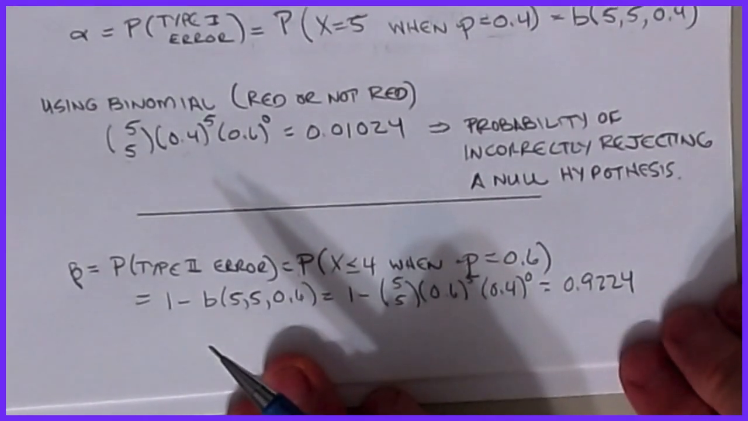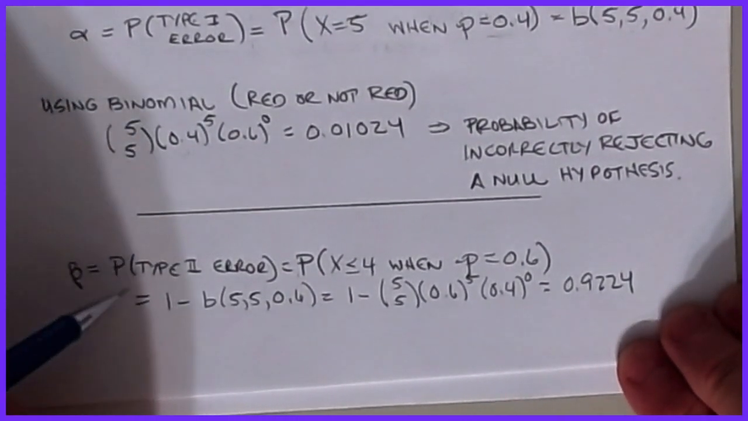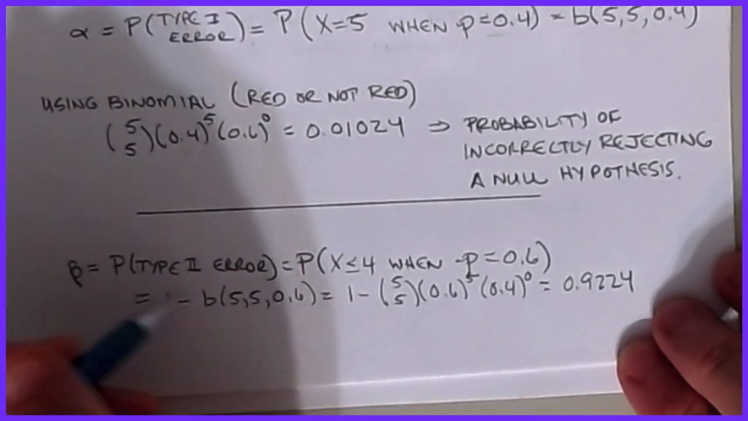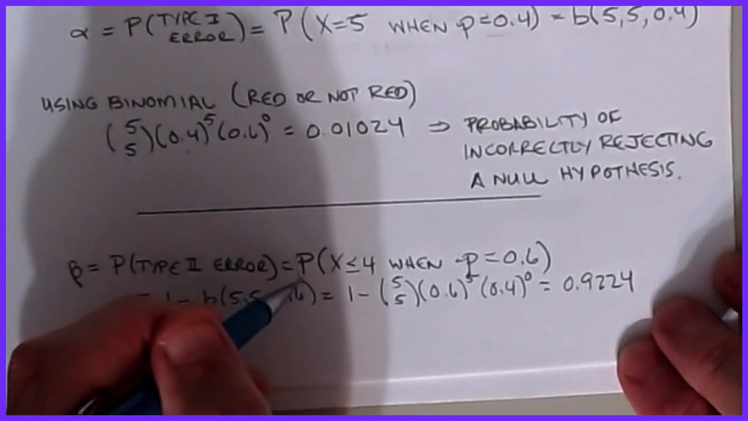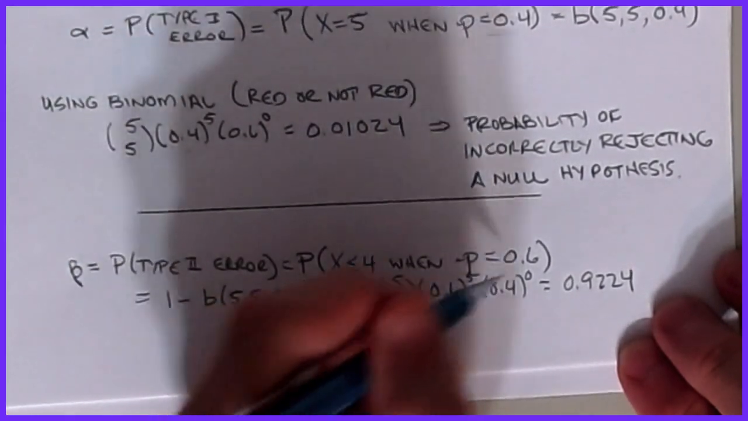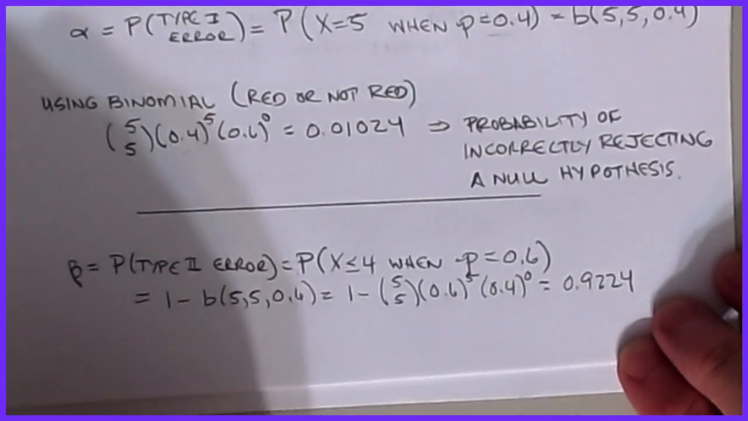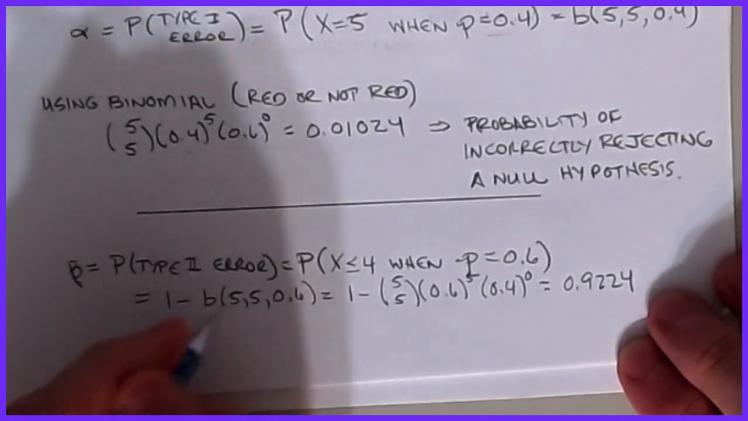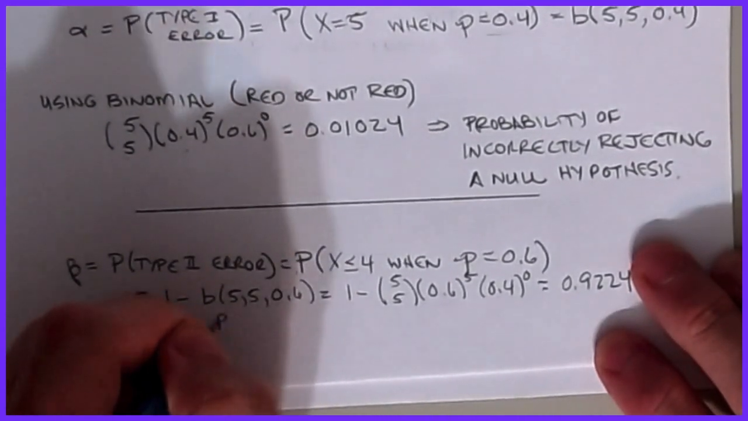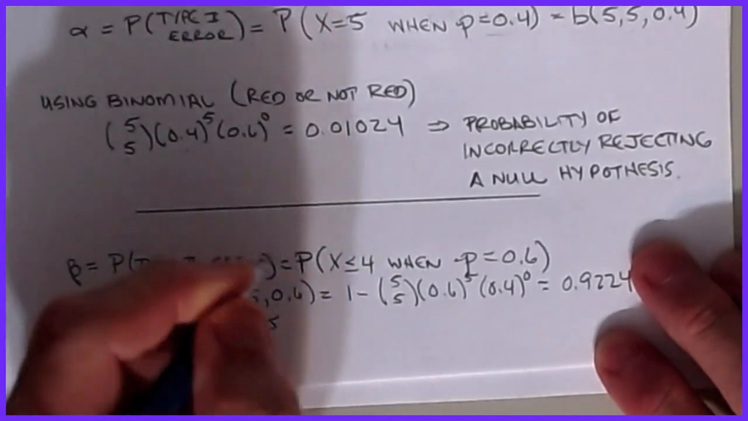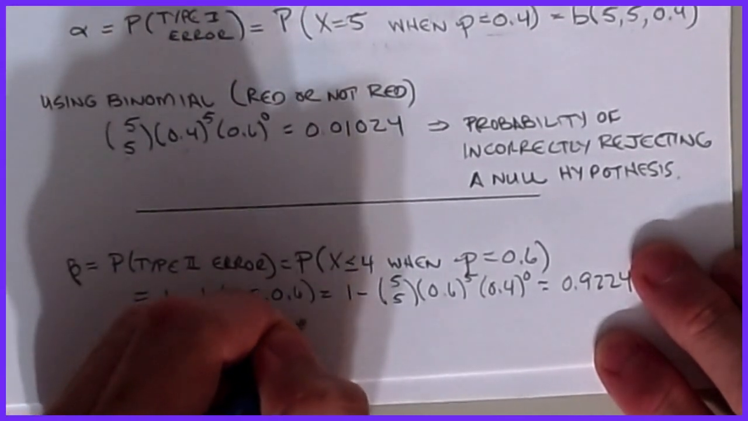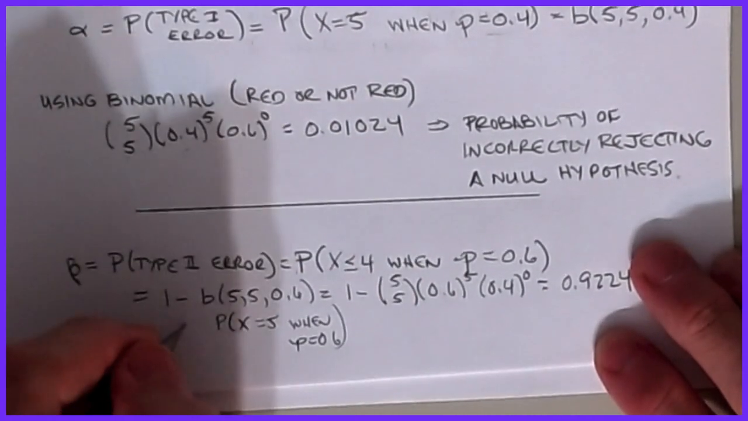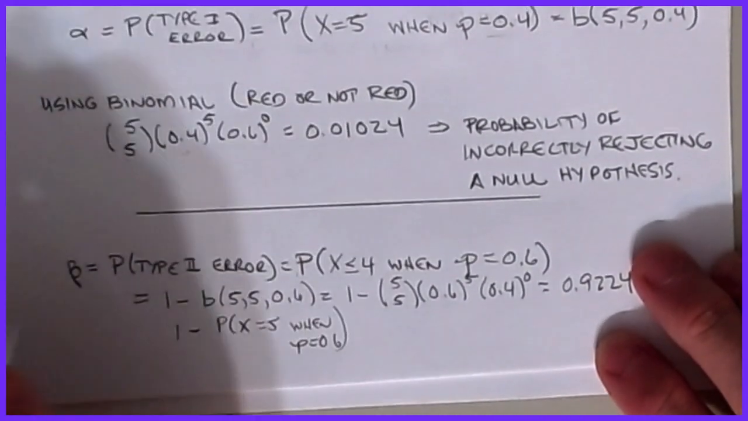Similarly, for the same problem, we're going to define beta as being the probability of a type 2 error. For that, we're looking for the case where the probability of x less than or equal to 4 when the proportion is 0.6. And so we can do a complement calculation on this. This was the probability of x being equal to 5 when the proportion is equal to 0.6, and I can subtract that off, and that will get me that same quantity.